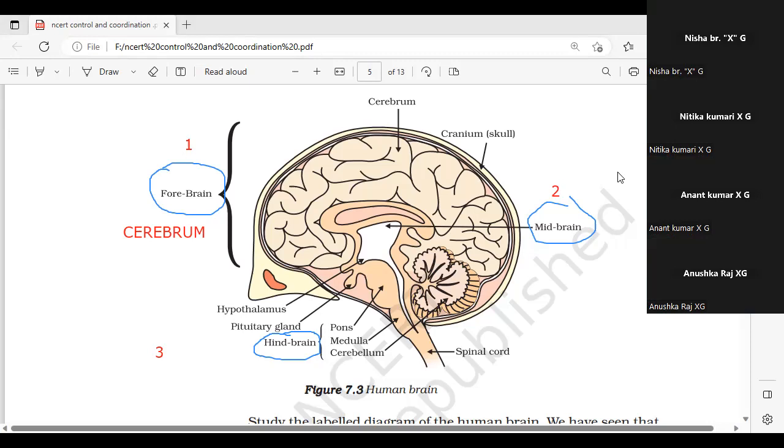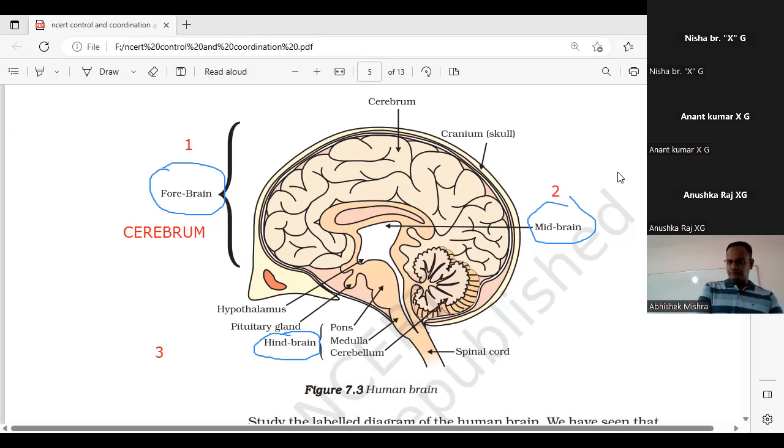You will close your ear. Nitika, what will you do? I will go far away from that place. Okay, you will go far away from that place. Anant, what will you do? Sir, I will try to put my finger in my ears. Okay, so you will try to put a finger in your ear so that the sound cannot enter your ear. Anushka, what will you do?